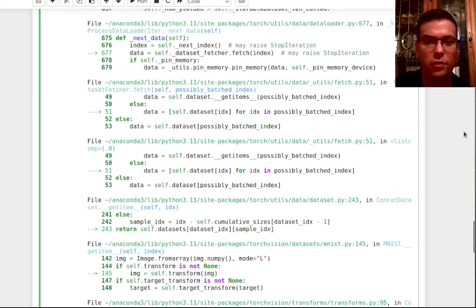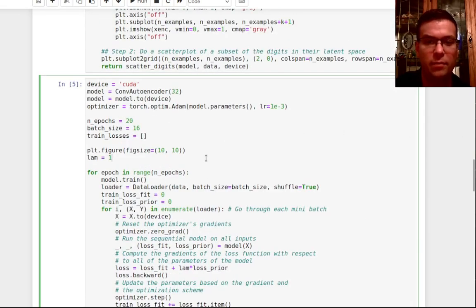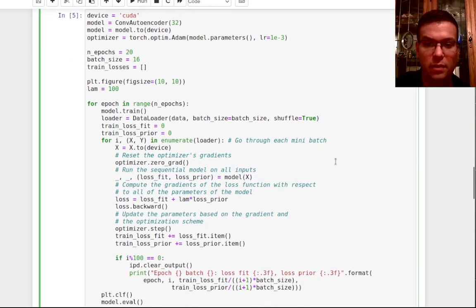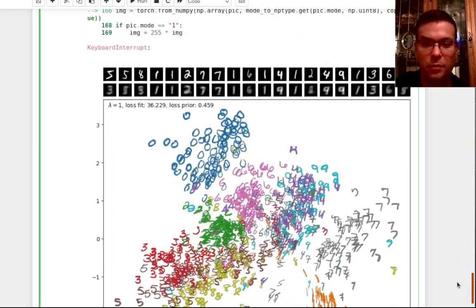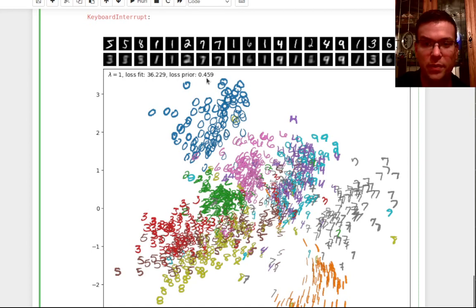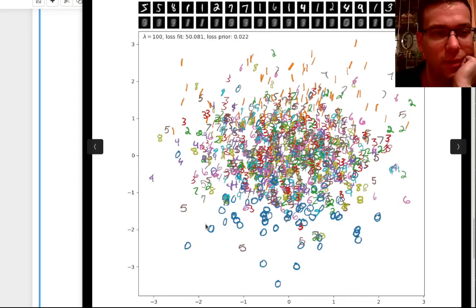So let me try to increase lambda by a factor of 100. Let me go up and make the prior loss much more important. This would be like saying 36 plus 45 in that case. So the prior loss would be worth a lot more, although I'll report it as it is originally, just so we have a direct comparison. Let me go ahead and run this again and see what we get.